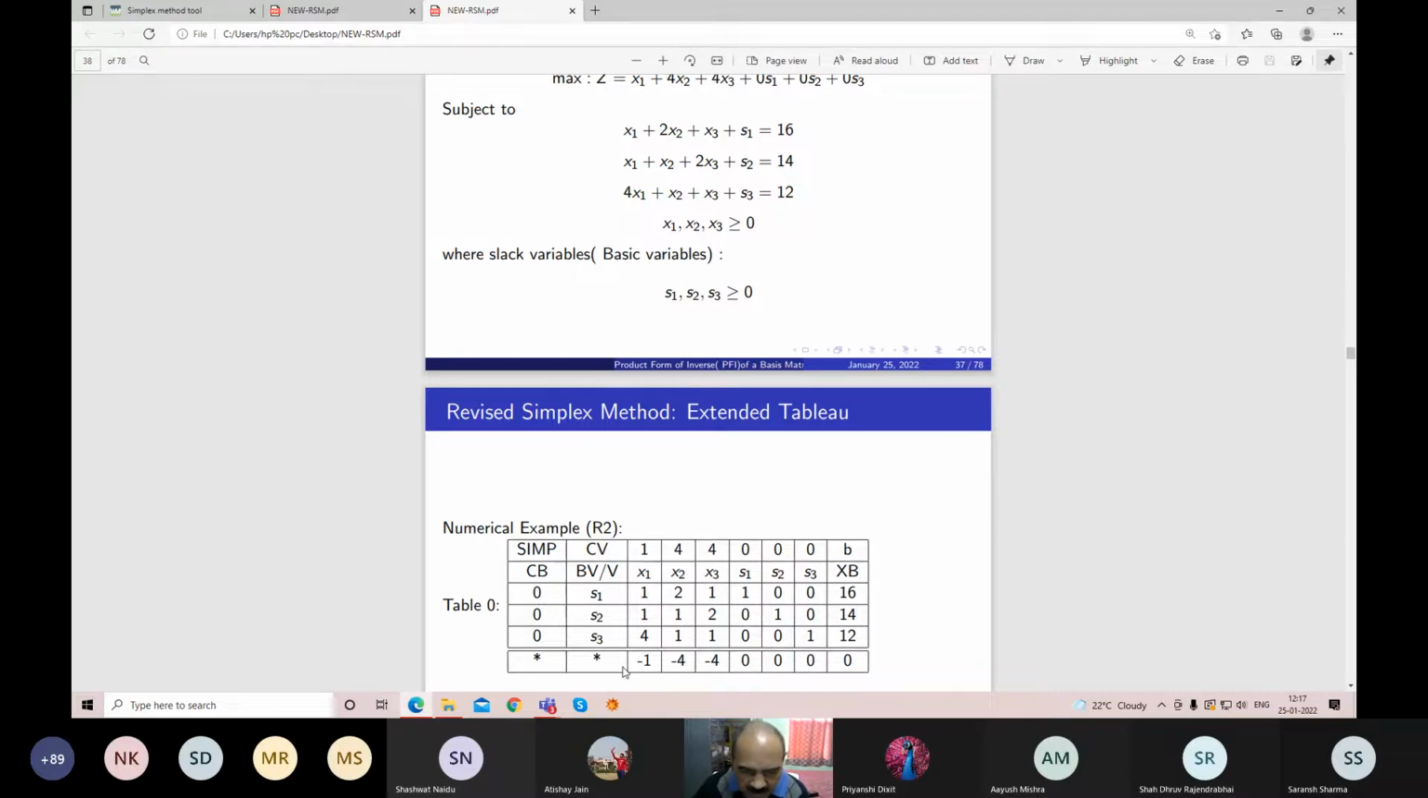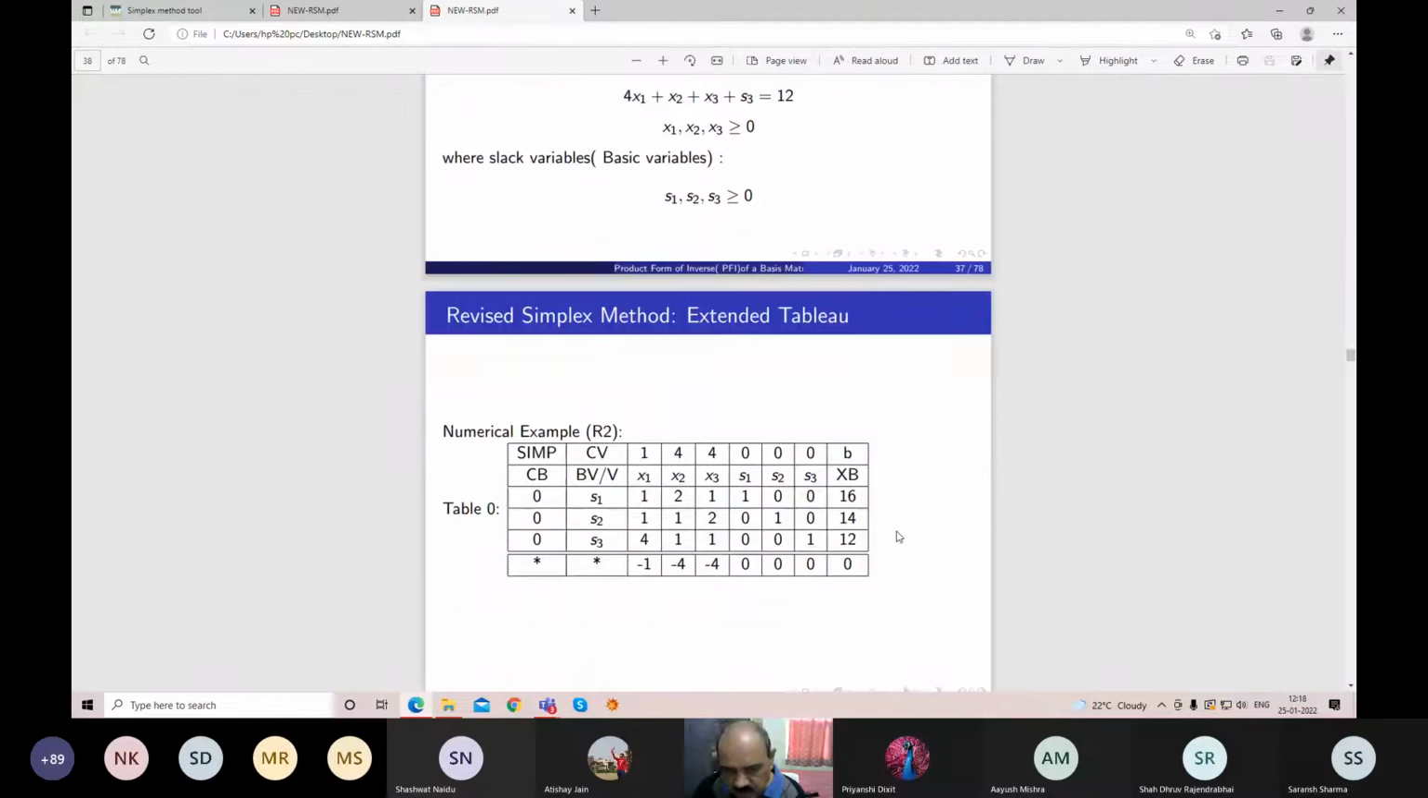Now the last row, the indicator row elements: -1, -4, -4, and all three 0. Then the objective function value is 0. This we will establish using the revised simplex rule. How it has been established, I will tell you. At least this table, please note down. Is it possible? Otherwise there will be a problem.